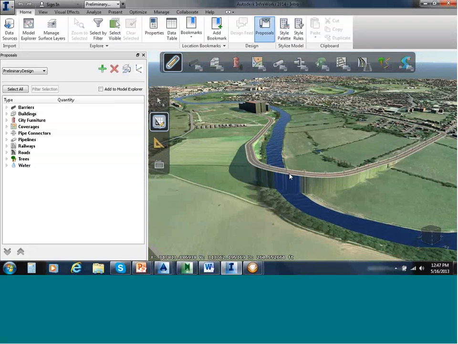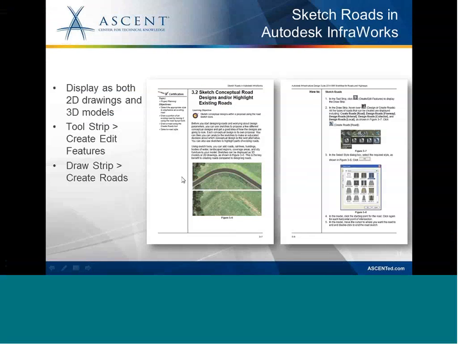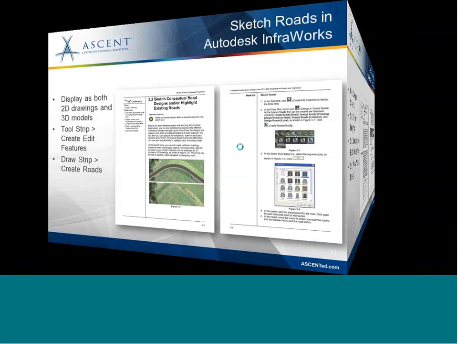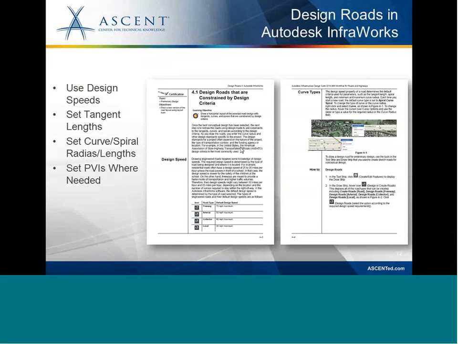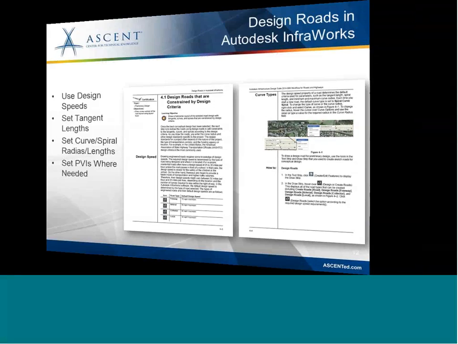You can go in and add points of vertical intersection wherever you need them, rather than just at the points of horizontal intersection that we are so used to being able to do in what used to be called Infrastructure Modeler. Okay. And so once you go through the sketch roads, then we do go through design roads and the differences between sketch roads and design roads, and how to actually do a design road in the model inside of Autodesk InfraWorks.